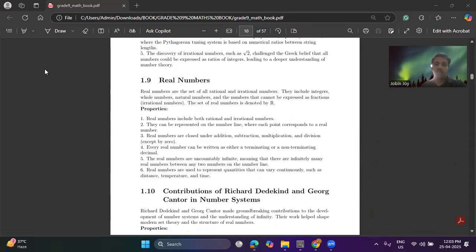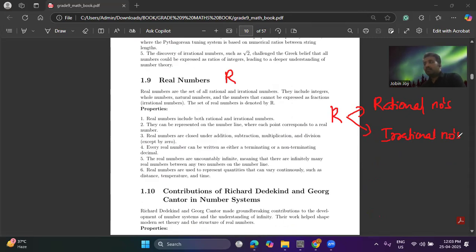Then next, what are real numbers? Real numbers we represent using the capital letter R. Real numbers consist of both rational numbers and irrational numbers. It is the combination of both, that means the numbers consisting of both rational and irrational numbers are called real numbers.